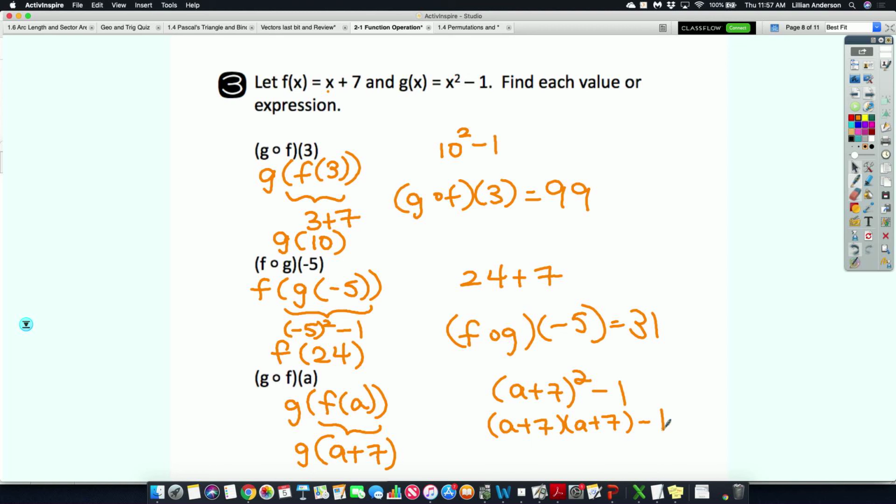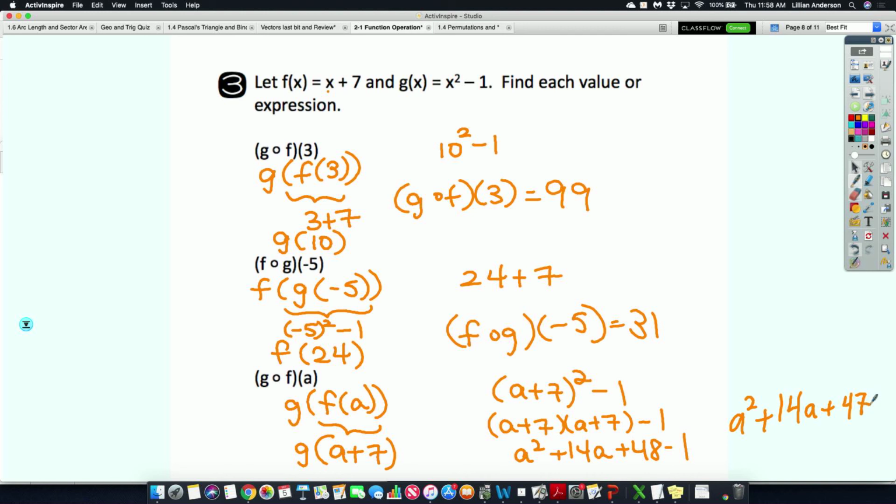A times A is A squared. When I do A times 7 and 7 times A, that's a 7A plus a 7A, which is 14A. Then 7 times 7, and I need to bring down that minus 1 at the end. So my final answer is A squared plus 14A plus 40.